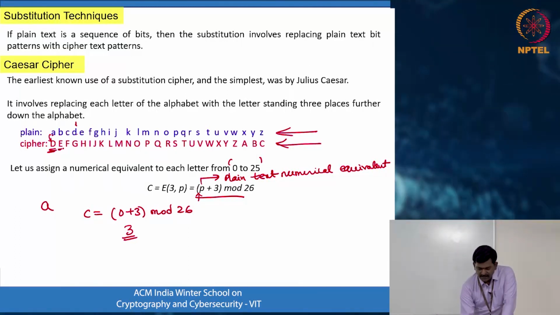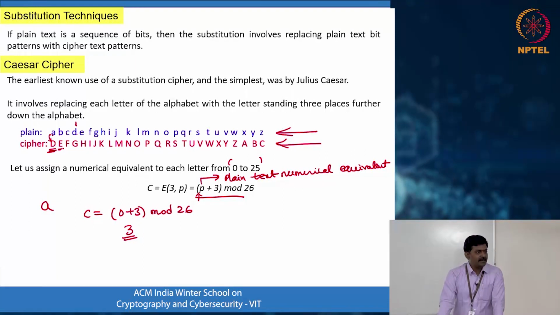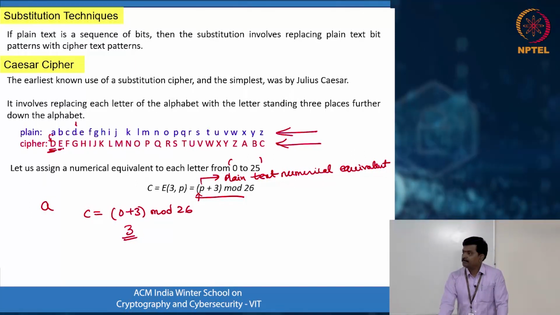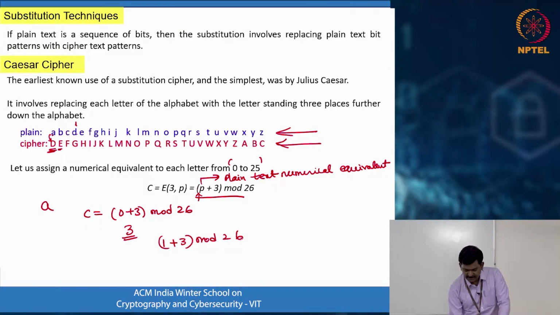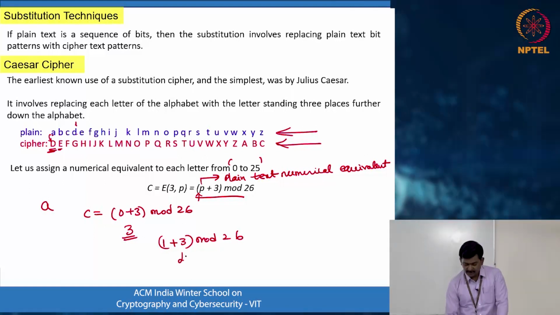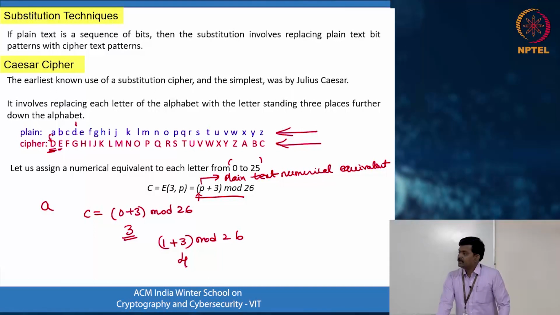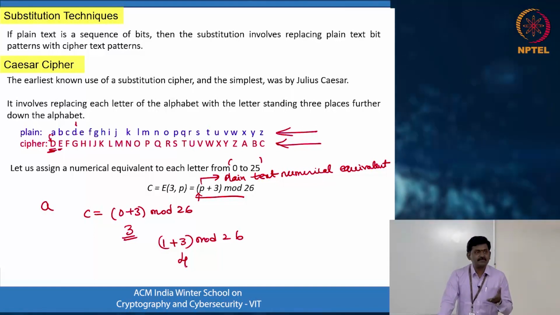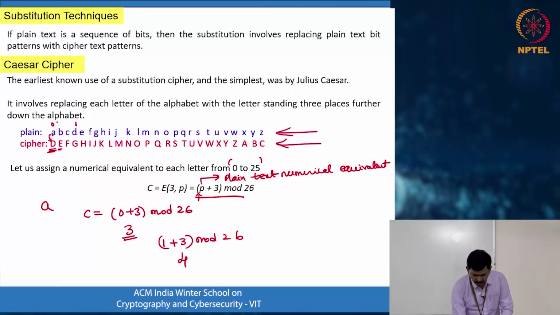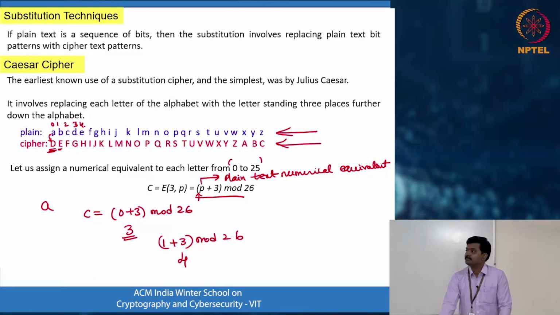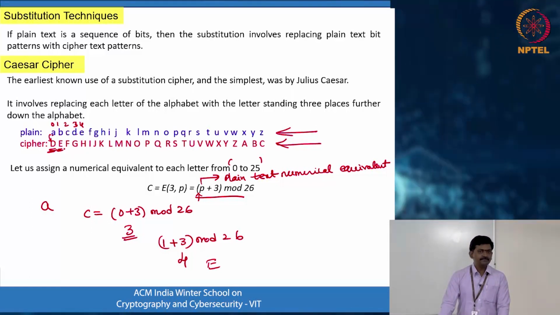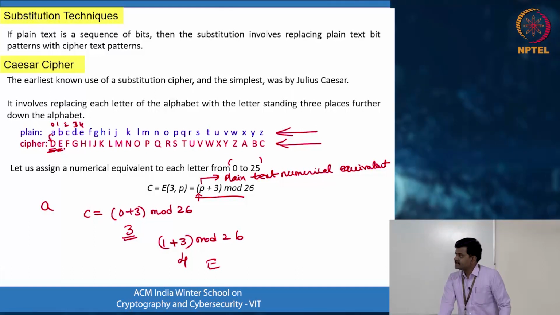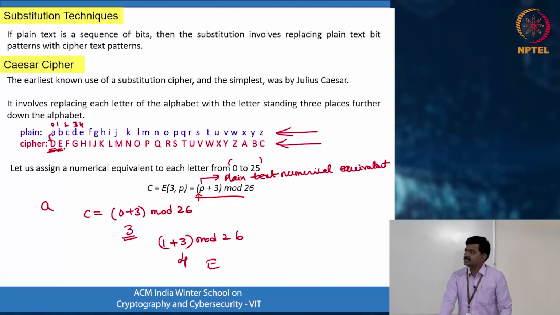Similarly, how did you get E for B? B's numerical equivalent is 1. 1 plus 3 mod 26 is 4. When 4 is the numerical value, what is its corresponding alphabet? 0, 1, 2, 3, 4. What is 4? E. Are you able to follow? So you write the cryptosystem as C = (P + 3) mod 26.